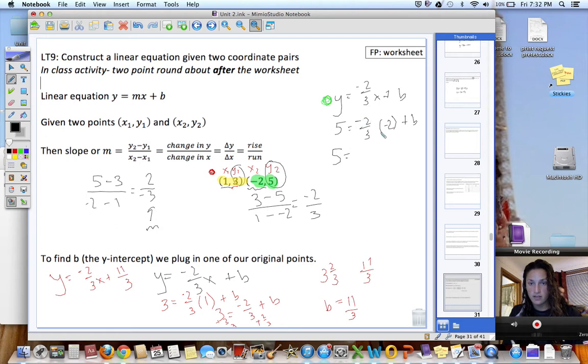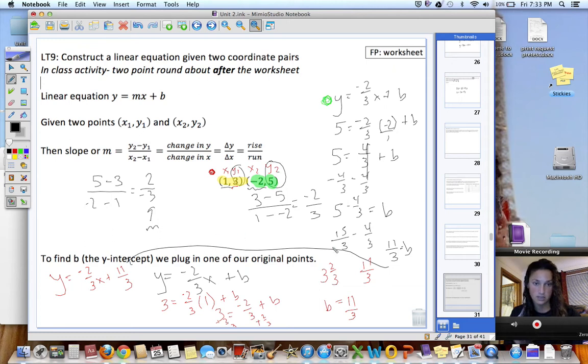Remember, when we multiply fractions, this is the same thing as being over 1. So negative 2 times negative 2 is a positive 4 over 3, plus b. I now have to subtract this. It's a minus, so those will cancel. So I'll get b equals 5 minus 4/3, and I have to make this have a common denominator, so this would be 15 over 3 minus 4 over 3, which gives me 11 over 3 to equal b. So again, that would give me that same equation.